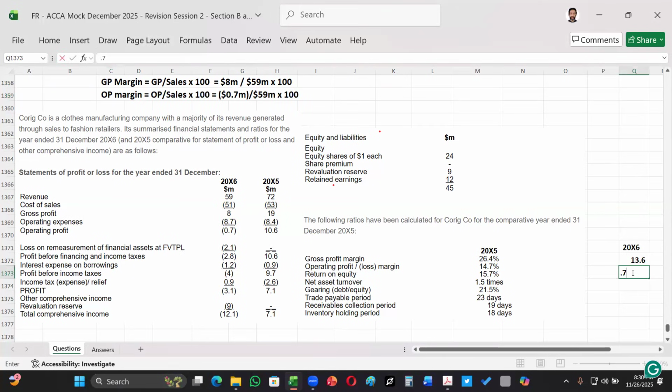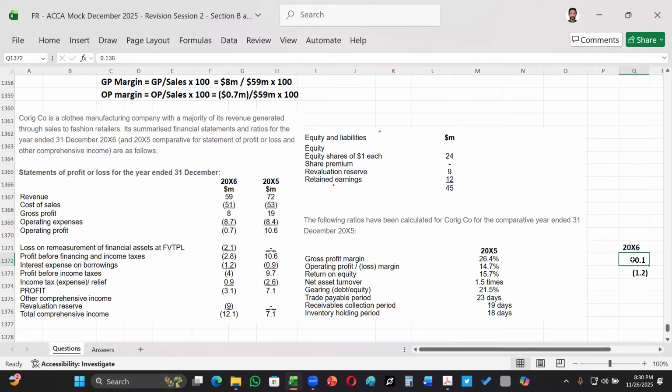So that is 0.7 divided by 59, multiplied by 100. So that is, okay, let's just put the sign here. So that's 1.2. Okay, so here we had the operating profit margin of 14.7, but here we have a negative 1.2%. Okay, and now we move on to the return on equity. So what is the profit that is available to equity? I hope students, you are finding these figures easy.